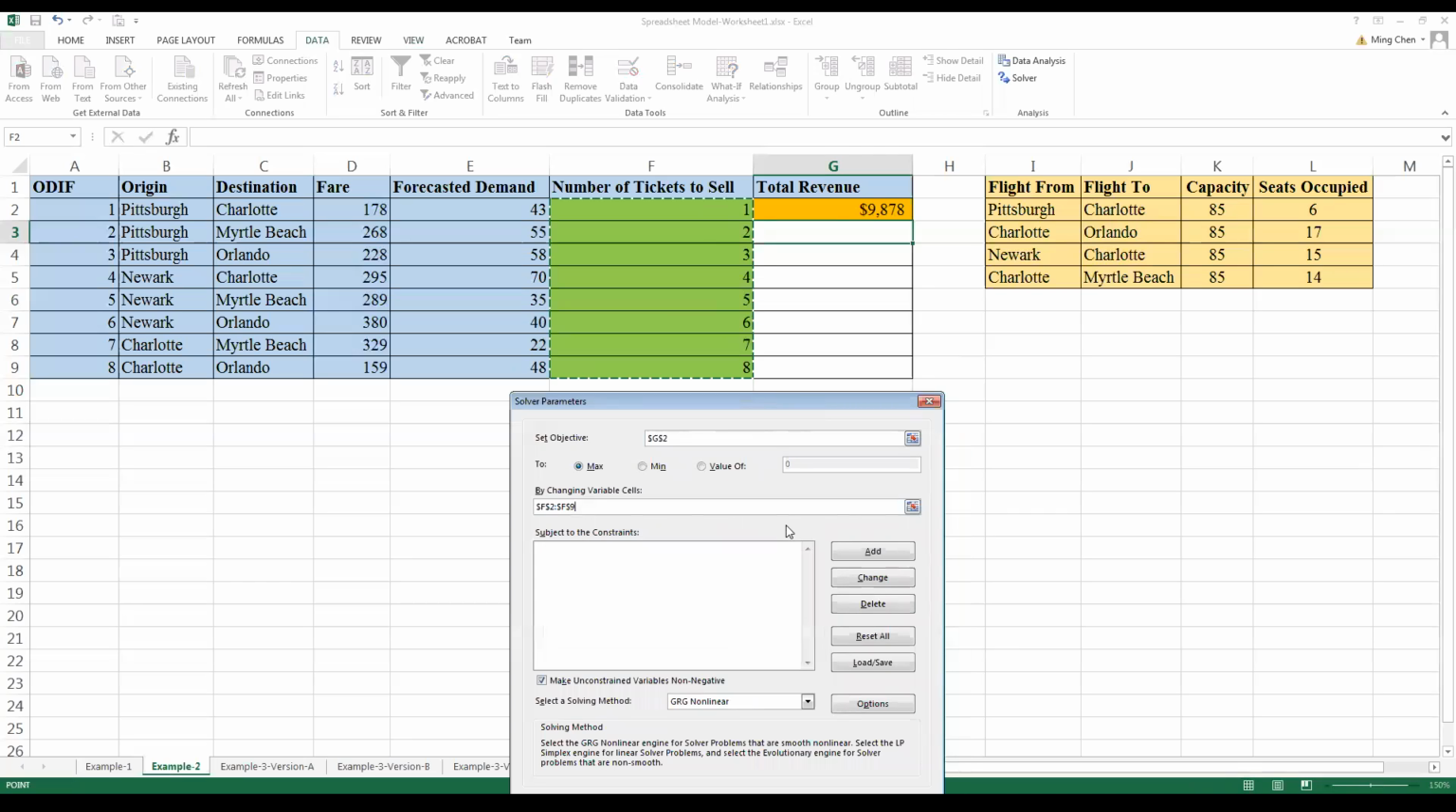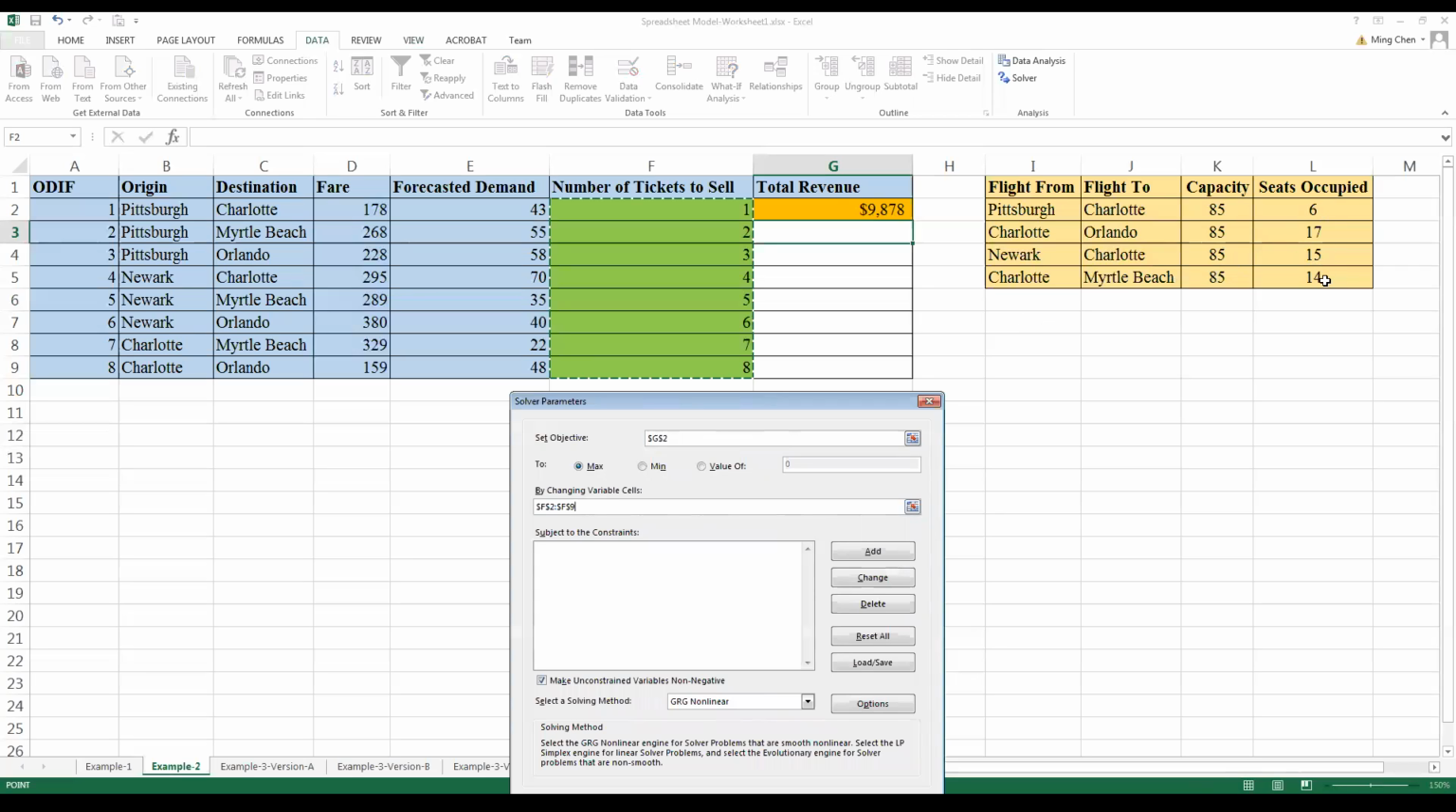Now the question is how many constraints we have. So what are the constraints? Let's look at the problem. First of all, if you look at flight, on each flight, I have 85 seats available. This is the total number of seats available, 85 on each flight.